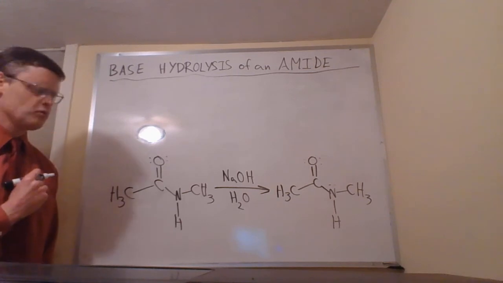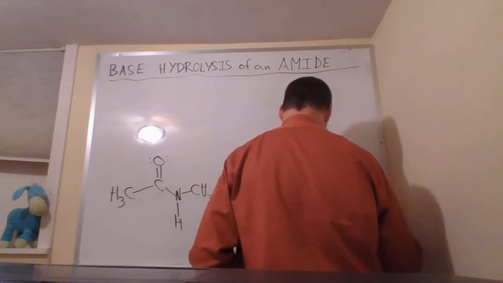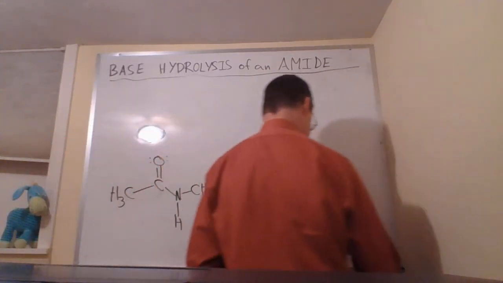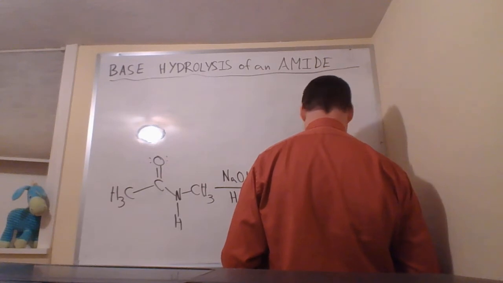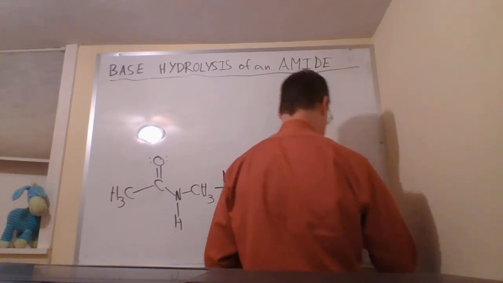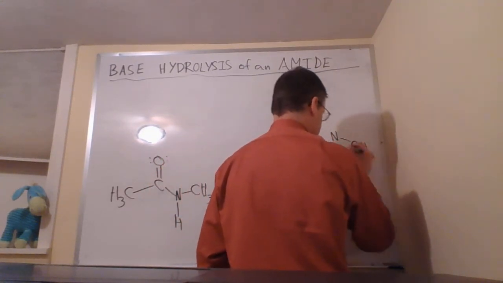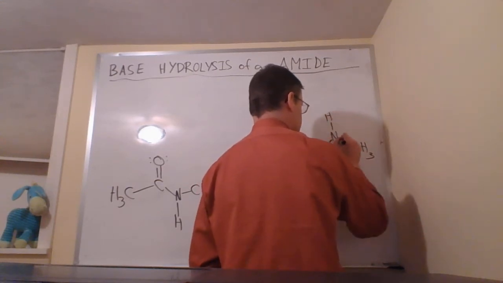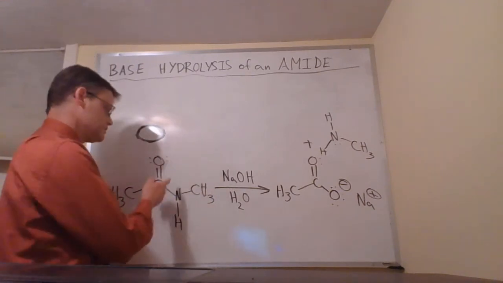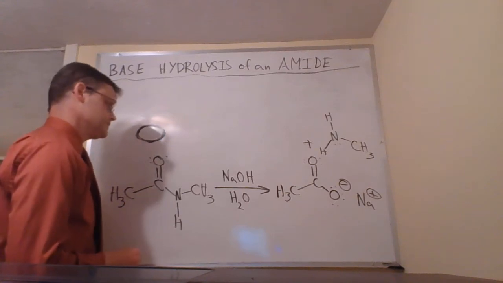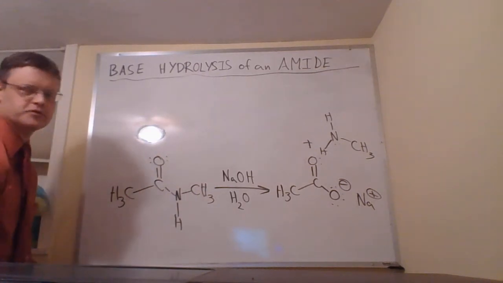So there we go. That is not the product we're going to get. The product we're going to get is this carboxylate, sodium acetate, plus methylamine. There we go, that's better. So in hydrolysis, we're using water to hydrolyze, or in this case hydroxide, because it's basic conditions, to hydrolyze that amide bond. Okay, let's look at a mechanism of this reaction.